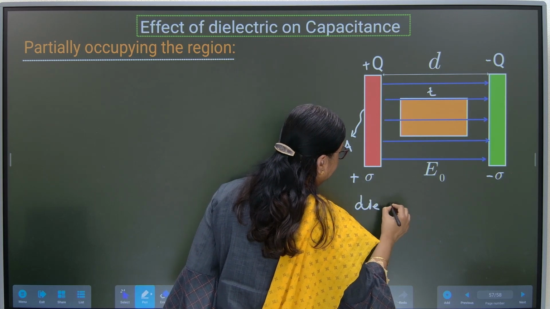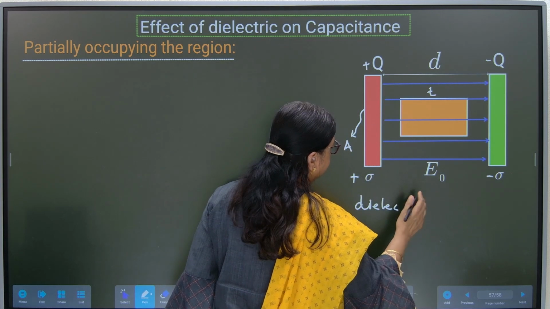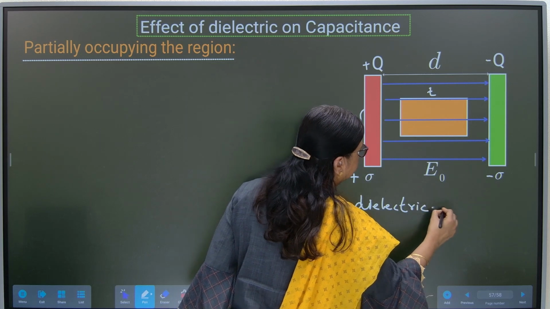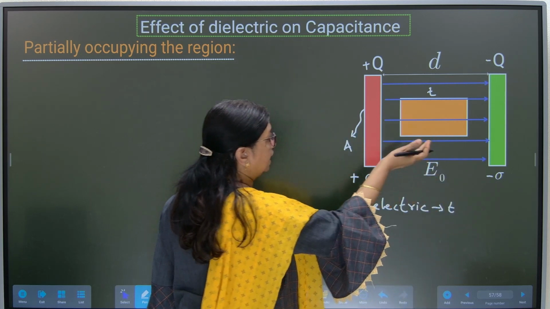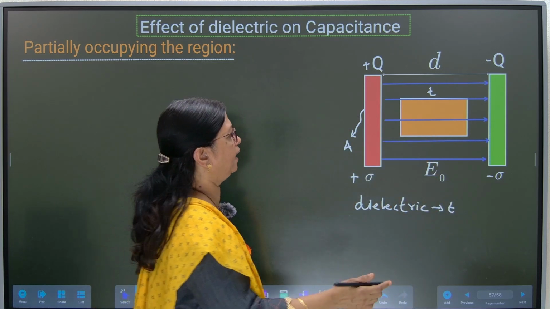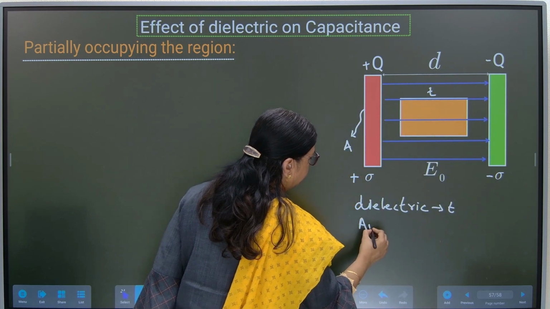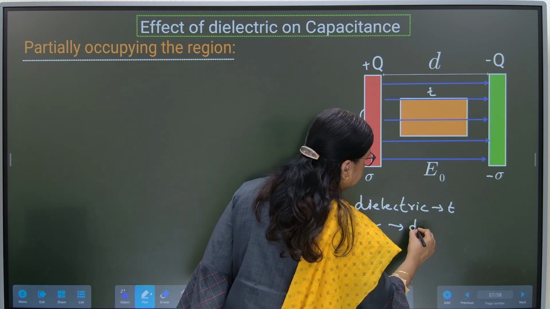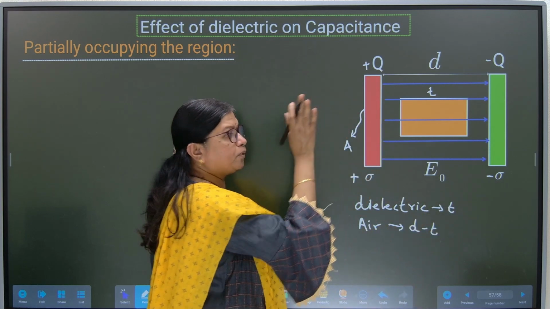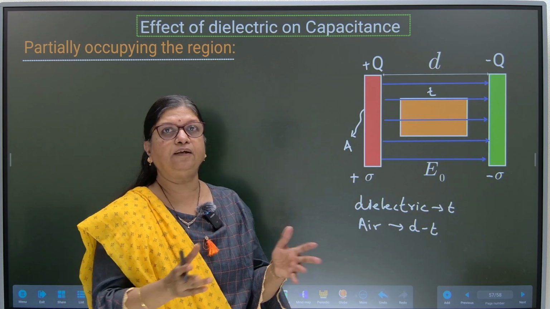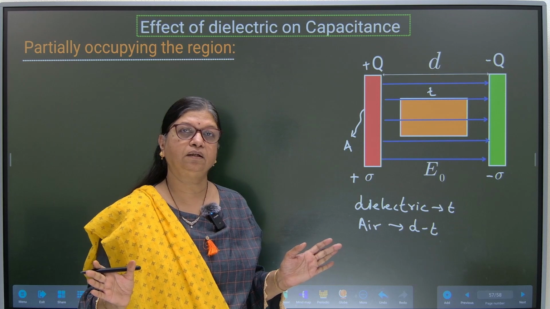The dielectric length, that is the space of the dielectric, is T. And the leftover space is all air. So the space for air has a length D minus T, because T portion is the dielectric portion. Left out is D minus T space.